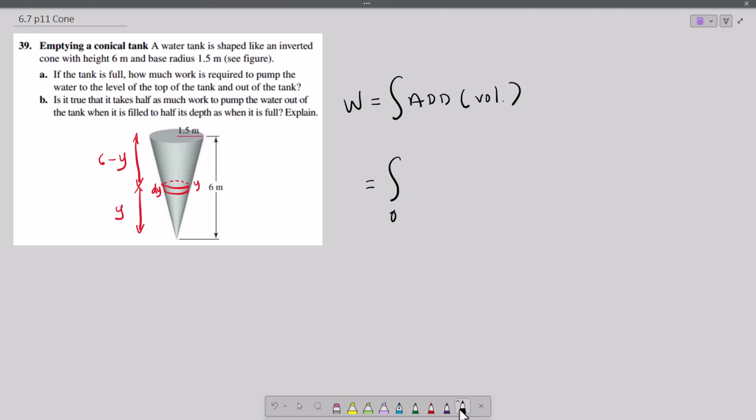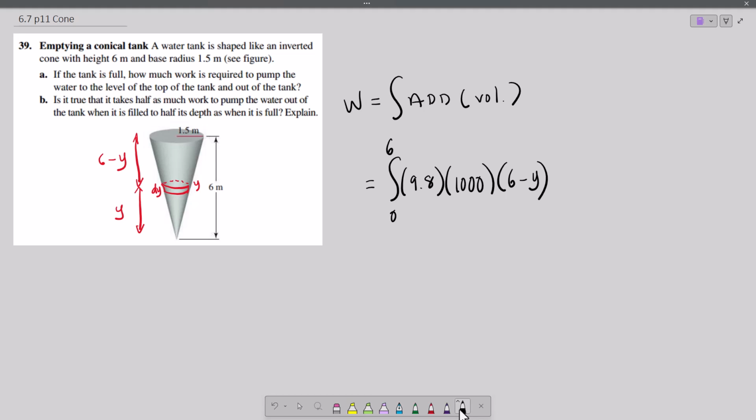All right, this is going to be an integral from 0 to 6. Acceleration is 9.8. Density of water is 1,000. So instantly we know A and D always when we're dealing with water and gravity. And you already told me the distance that the cross section at a height of y travels is 6 minus y. So there is ADD.